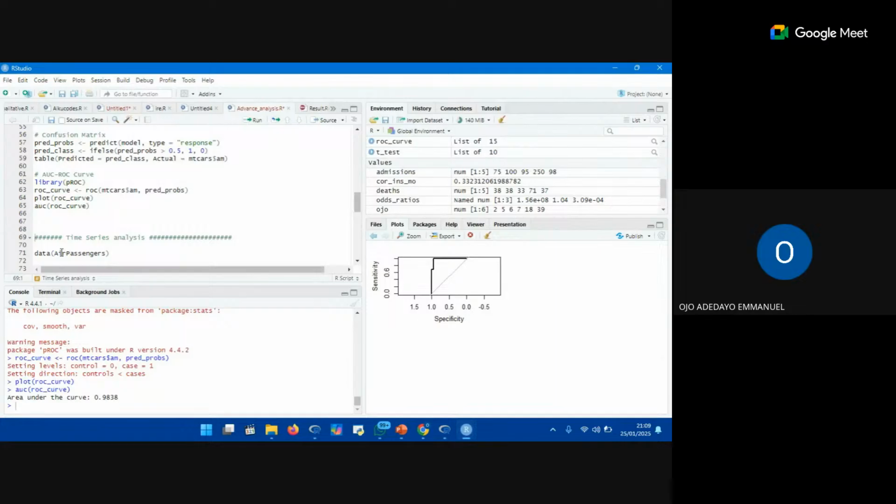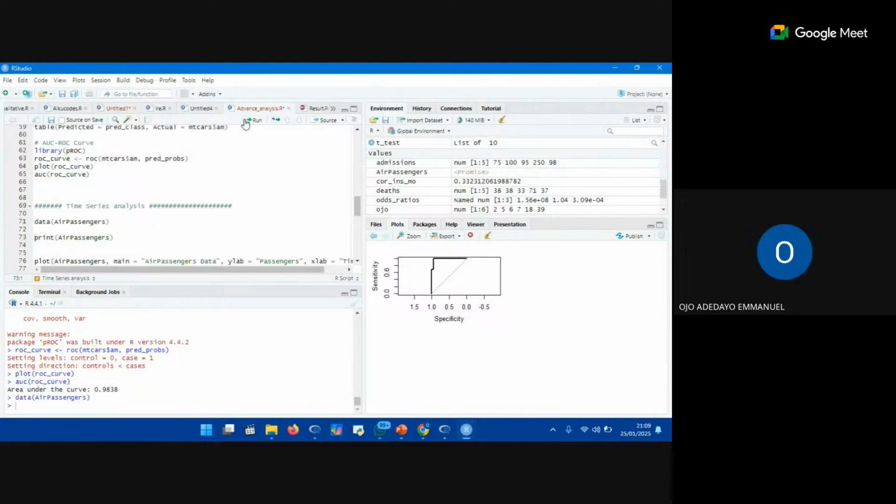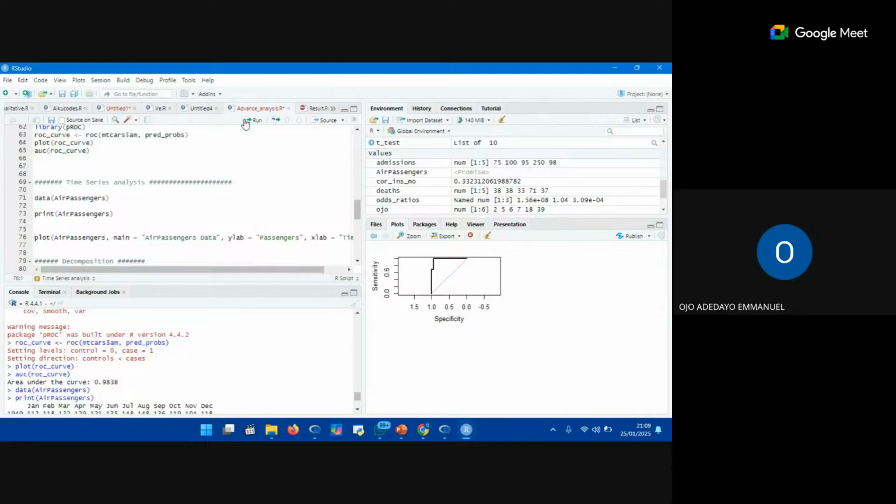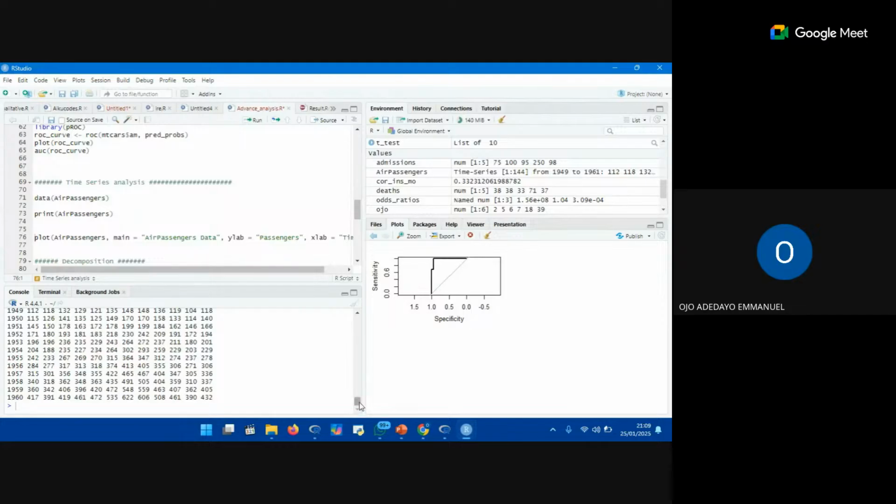Now in time series analysis, we want to use the data called year passenger. So let me run it. Control R. Control R. So I want to print the data so that we can see it.